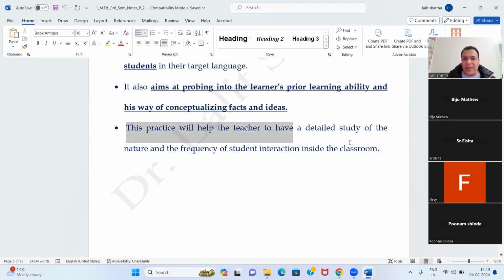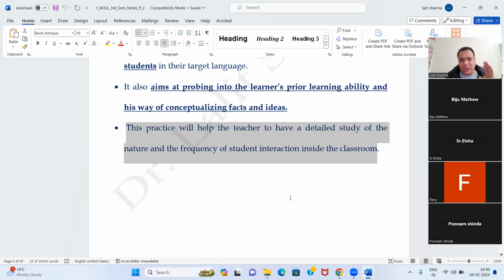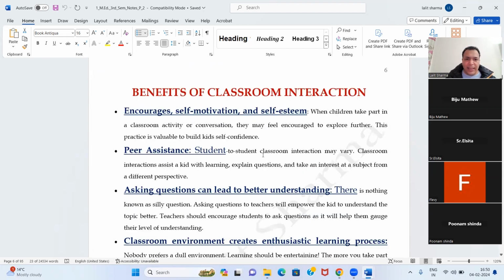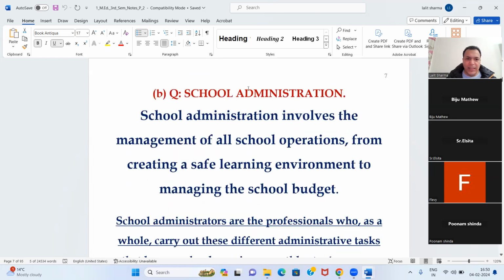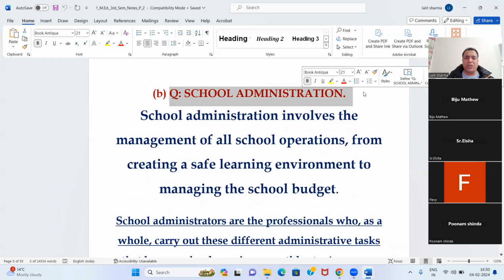This practice will help the teacher to have a detailed study of the nature and the frequency of student interactions inside the classroom. I hope classroom interaction is clear to you now, right guys? But you have to write in detail. Now see the benefits of classroom interaction. I think the concept is clear, so no need to discuss more and more. Benefits of classroom interaction: it encourages self-motivation and self-esteem, peer assistance, asking questions can lead to better understanding, and the classroom environment creates an enthusiastic learning process.